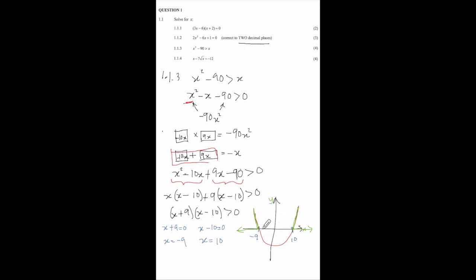Because anything other than this and that, for example, if we just look at maybe this point of the curve, this point of the curve is a different case.